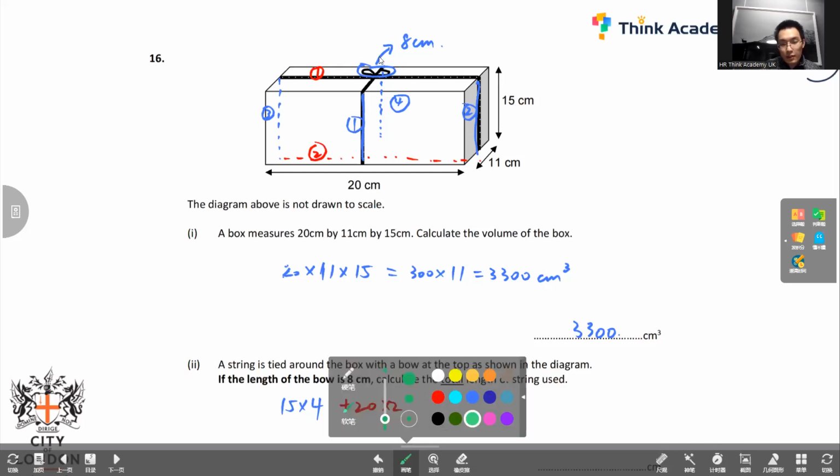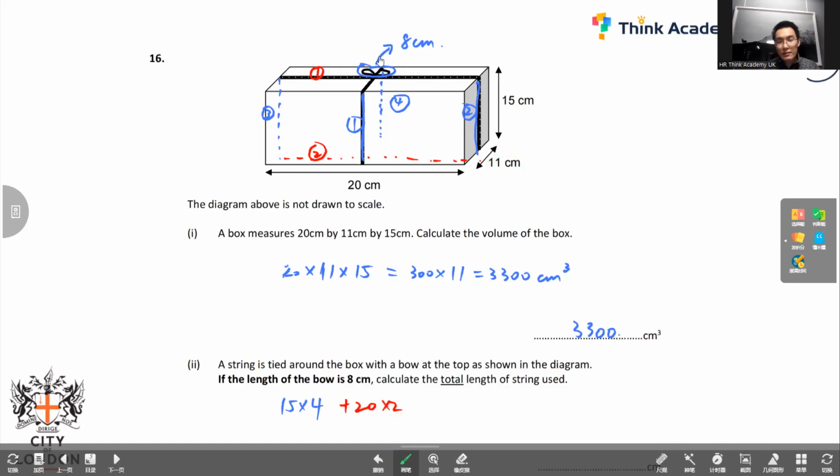And then finally, let me change the color. The green ones. The green ones are the vertical ones, the ones that are perpendicular to the 20, which are the 11 centimeters, the widths. We have 1 and then 2 over here. So plus 11 times 2. And remember, don't forget the 8 centimeter bow on top, plus 8.